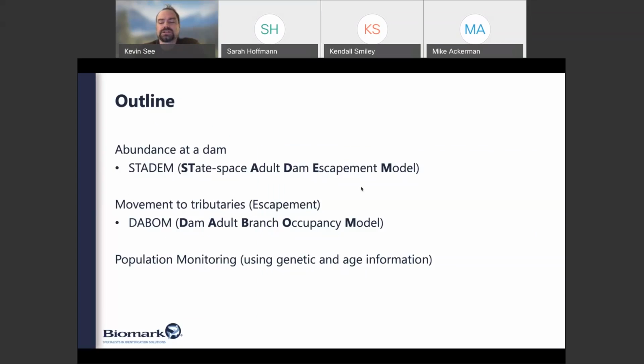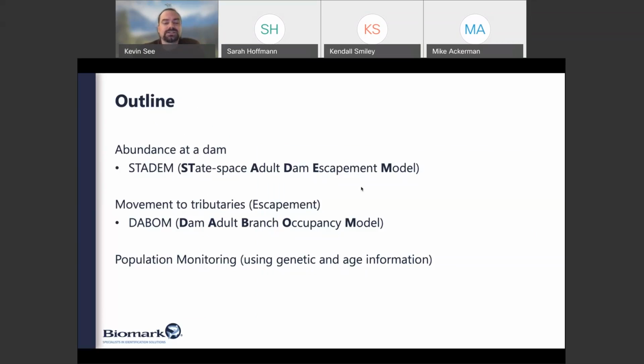Beyond that, we'll then look at after the fish cross the dam, when they move to tributaries, and we're trying to estimate how many of them move to different spots, what's the abundance in those tributaries and in those populations. This is often a key question for a lot of fisheries managers. And we have developed the Dam Adult Branch Occupancy Model, or DABOM, to help answer that question. So we'll walk through some of that.